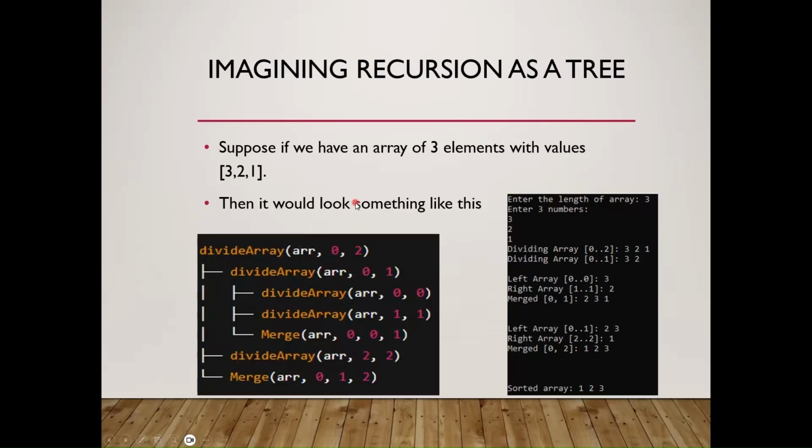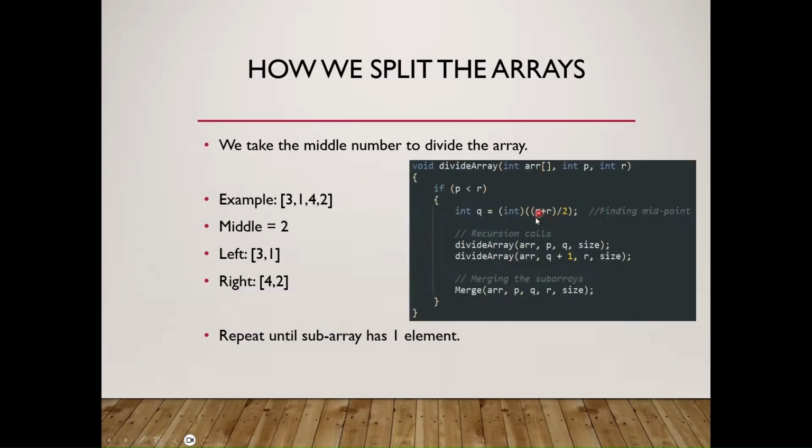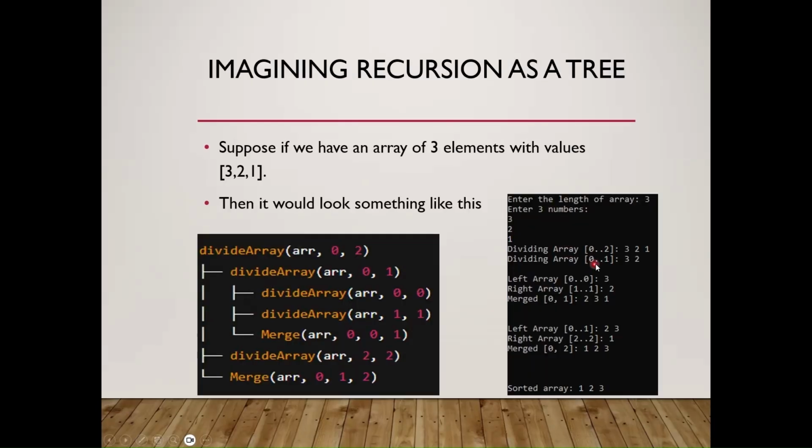Now coming back to recursion, because it's a difficult concept to grasp. If we imagine recursion like a tree, let's suppose we have an array of 3 elements with the values 3, 2, 1. Now here is our code. I have inputted the values 3, 2, 1, and first it will calculate the Q part. As you can see, P would be 0, because in C language arrays are 0-indexed, and R would be 2. So 0 plus 2 would be 2, and 2 divided by 2 would be 1. So it will know that the left part should start from 0 and go to 1, and the next part would be from 2, only 2.